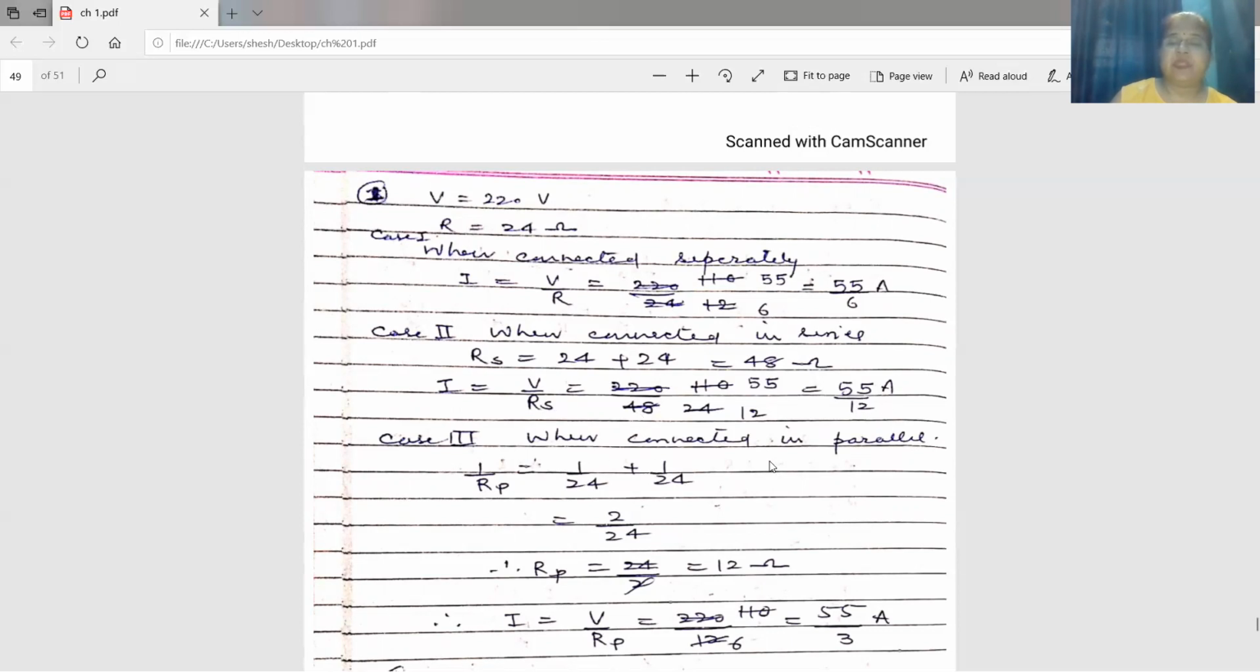Now the third case, when they are connected in parallel, the equivalent resistance will be equal to 12 ohm. So I is equal to V by RP. V is 220 divided by 12. You are getting 55 by 3 ampere.